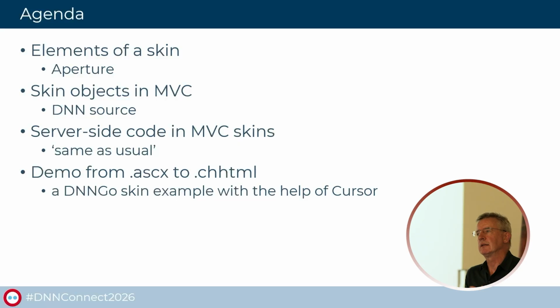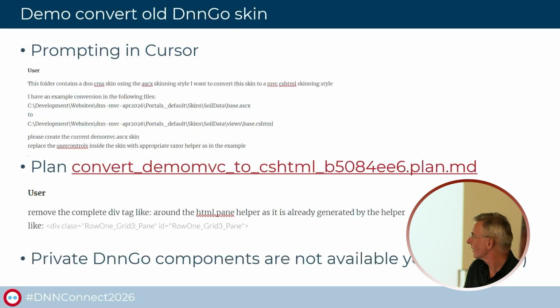And then the bigger part is where I use a DNN Go skin and try to convert that to a cshtml. I do that because a number of people are using those skins for simple websites, and we can see how far we can come.